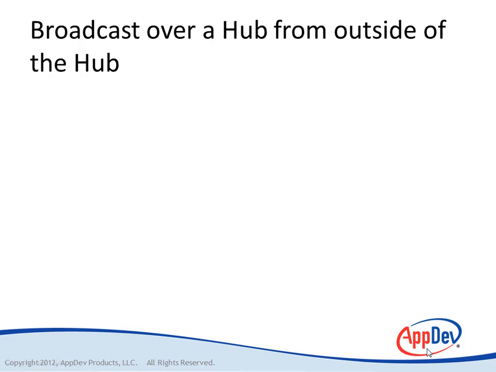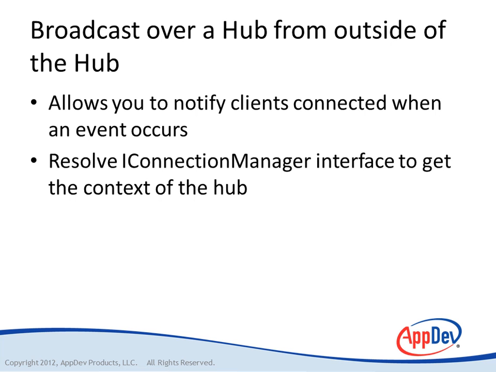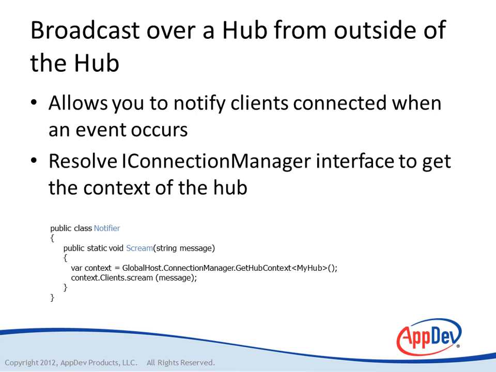The next item we're going to look at is broadcasting over a hub from outside of the hub. This allows you to notify clients connected when some event occurs. We get to this by resolving the IConnectionManager interface to get to the context of the hub. Here's a code example. Here we have a public class Notifier.